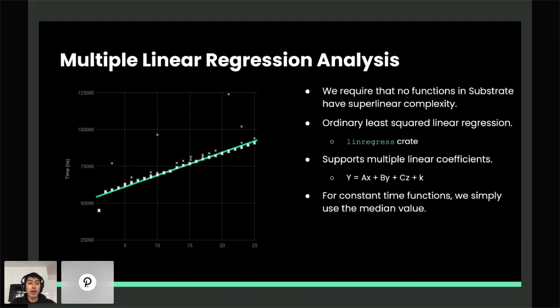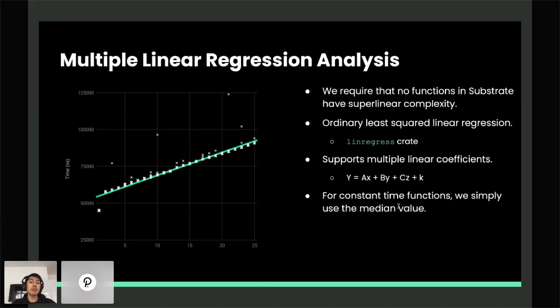And of course, the crate we're using, this linear regress crate, supports multiple linear coefficients. So you can have a function which is dependent on multiple different factors, and we can determine how that function should behave given any input. And there are some functions which have no inputs. There are some functions that are completely constant time.